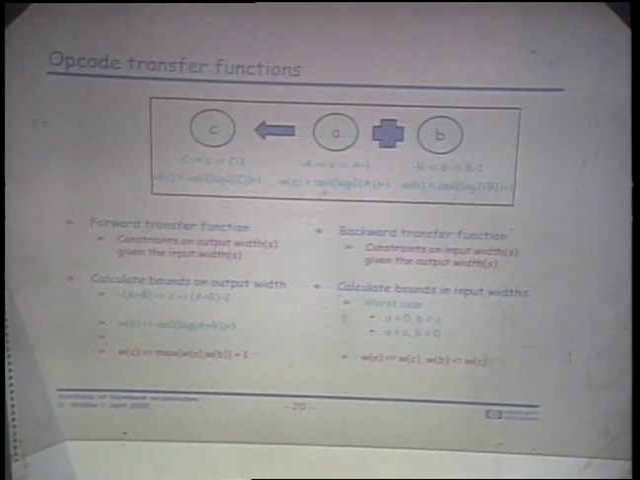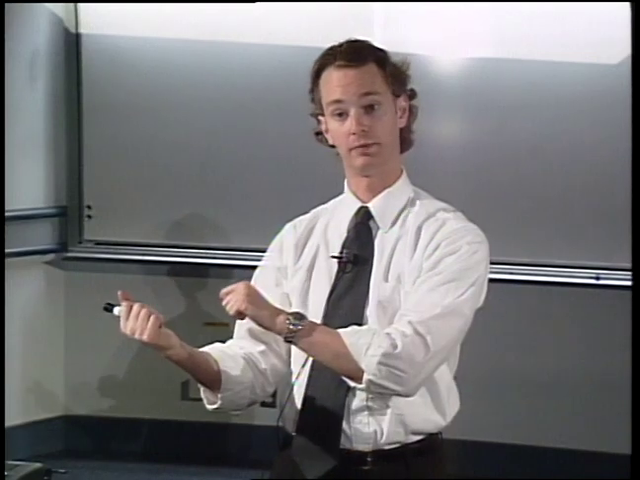Then you can do some clever mathematics, and what you can show is that the width of C is constrained to be the maximum of the two input widths plus 1. So if you add two 8-bit numbers together, the most you can get is 9 bits on the output side. You can't get anything bigger. Everything else is just replicas of the sign bit.